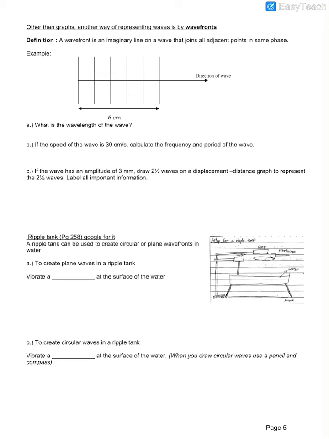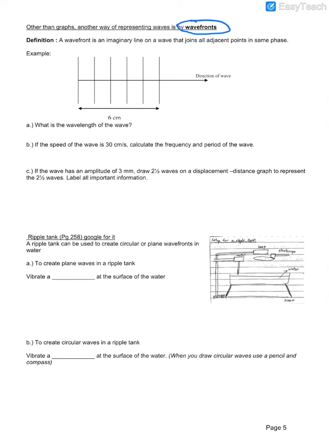Okay, so there's part 2. Just now we represented our waves on graphs. Now we represent our waves on something called wavefronts. What is a wavefront? This definition: a wavefront is the imaginary line on a wave that joins all adjacent points in the same phase. What is this talking about? Sounds so confusing, sounds terrible, and cannot be understood.